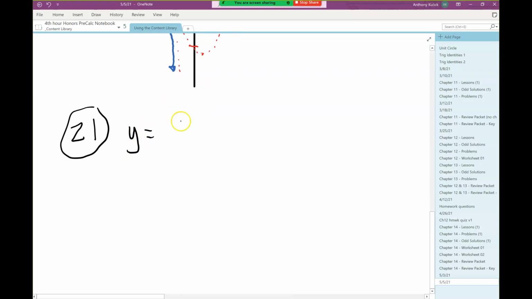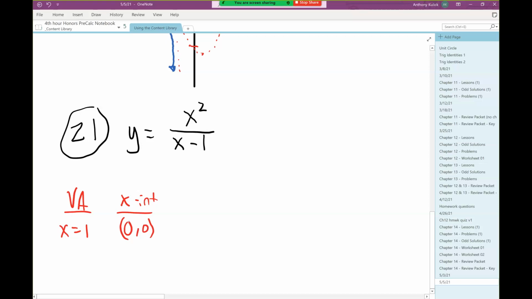Let's see. y equals x squared over x minus 1. So obviously there's no factoring to do, right? So we'll go straight to the vertical asymptote at x equals 1, setting the denominator equal to 0. The x-intercept is at 0, 0, where I set the numerator equal to 0 and solve. The y-intercept also is obviously 0, 0, right? And then I just have that asymptote end behavior piece.